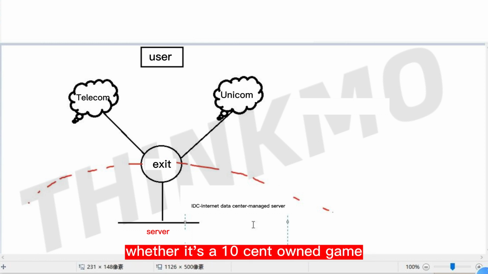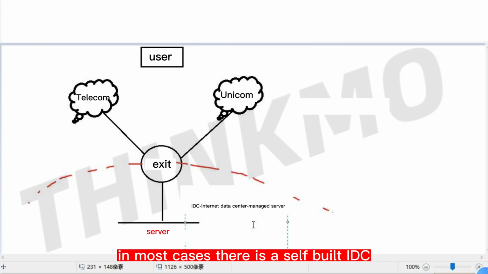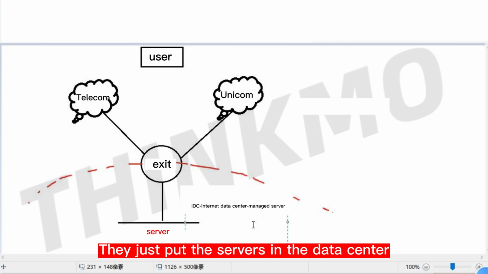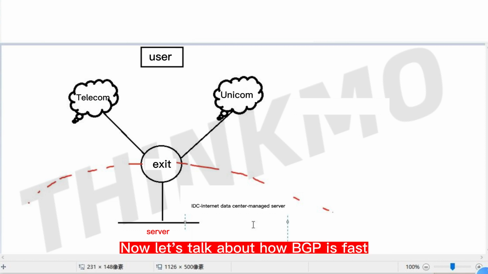Whether it's a Tencent-owned game or the website of JD.com, all of these sites have servers. In most cases, there is a self-built IDC, like AliCloud, Baidu Cloud, and Jingdong Cloud. They just put the servers in the data center. Now let's talk about how fast BGP is.